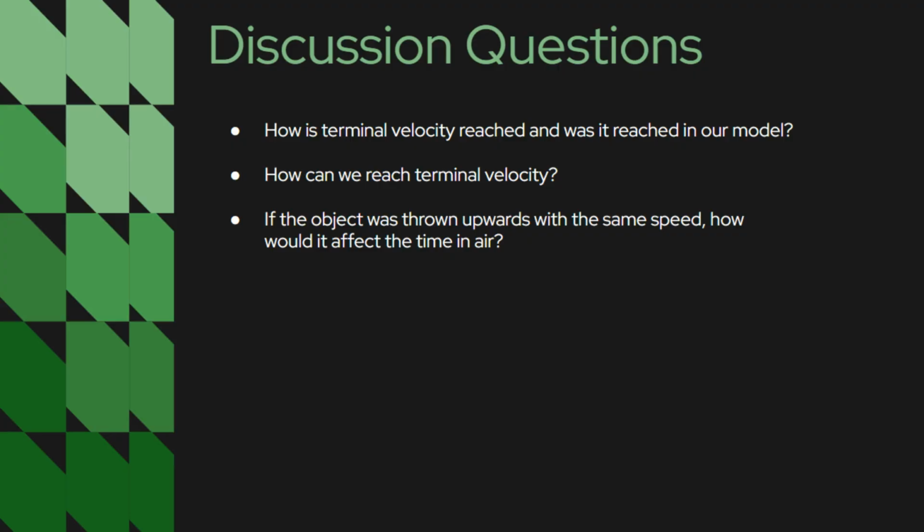If the object was thrown upwards with the same speed, how would it affect the time in the air? It would increase the time, since if we were at the same speed, which would be the magnitude of velocity, it would be higher in the y, as some of the x velocity would be transferred into the y, increasing the speed upwards and time in the air.